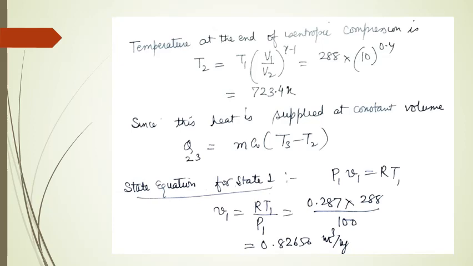Temperature at the end of isentropic compression is T2 equals T1 into r raised to power gamma minus 1. So that is basically 723.4 Kelvin. Since this heat is supplied at constant volume, we can say Q23 is equal to m Cv into T3 minus T2. Now the state equation for state 1 can be written as P1 v1 is equal to R T1, and this gives me the value of v1. Here you have to put pressure in kilopascal, and the value of v1 comes out to be 0.82656 meter cube per kg.